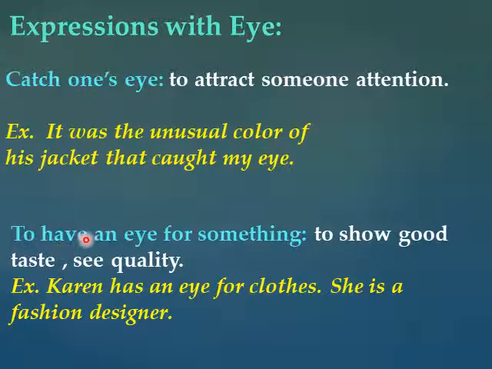The second expression here, to have an eye for something. When you have an eye for something, this means that you have good taste or you see quality in that thing. So, to show good taste or to see quality in something. So Karen has an eye for clothes. She is a fashion designer. A person who's a fashion designer usually has an eye for clothes. This means that when she looks at something, she sees whether it has quality or not.